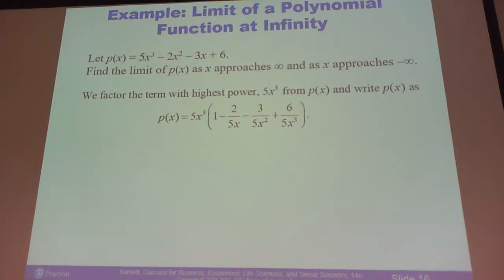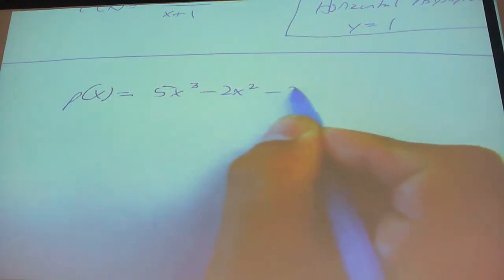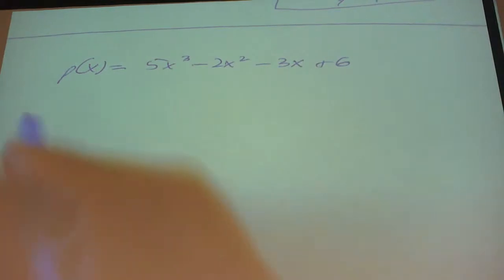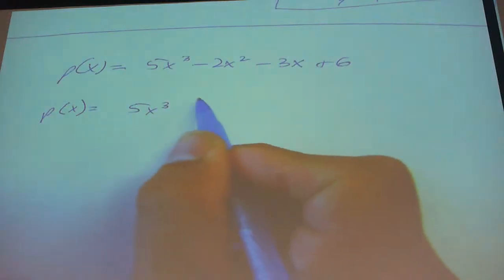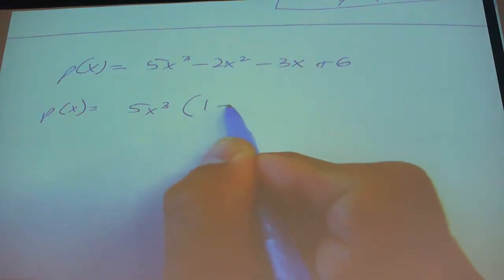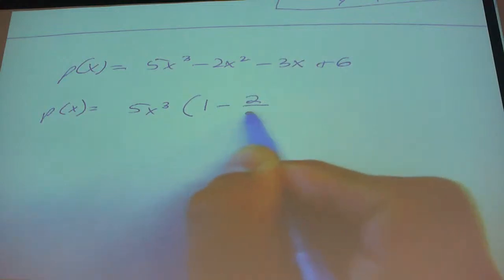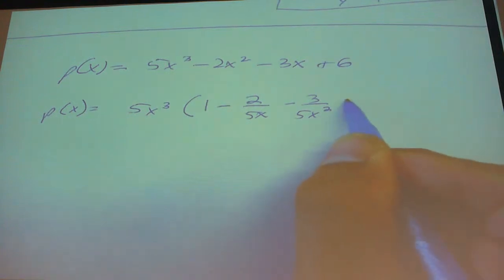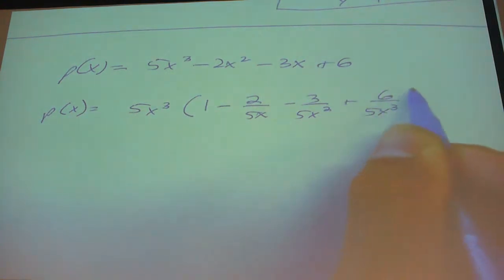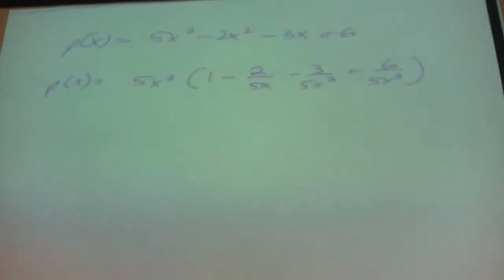One thing we can do, I'm going to write this out for you, is if we had P of x equals 5x cubed minus 2x squared minus 3x plus 6. If I factor out a 5x cubed, that will leave me with 1 minus 2 over 5x minus 3 over 5x squared plus 6 over 5x cubed. Now you're trying to figure out why am I doing that? I'll get there in a second.